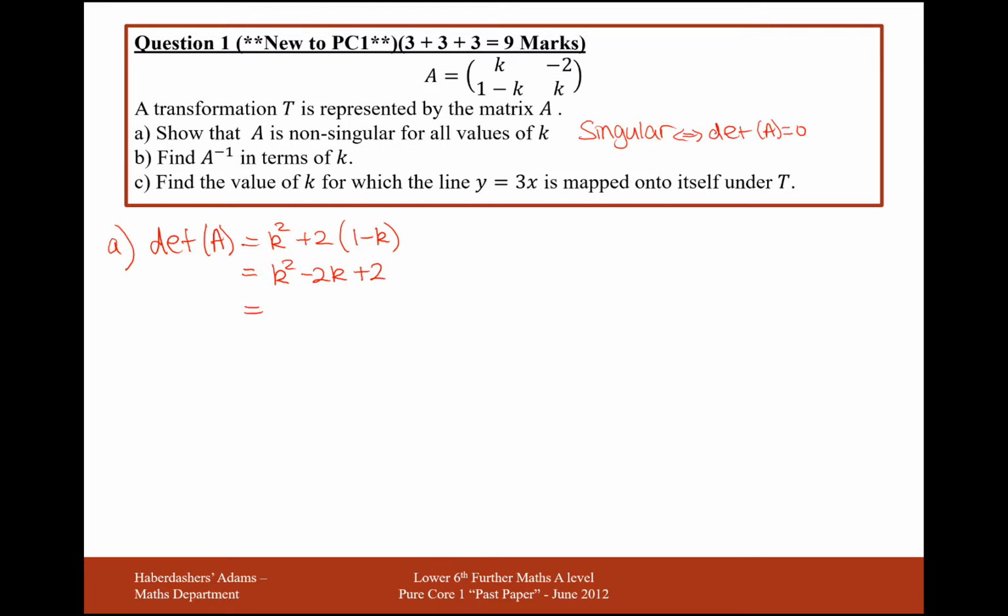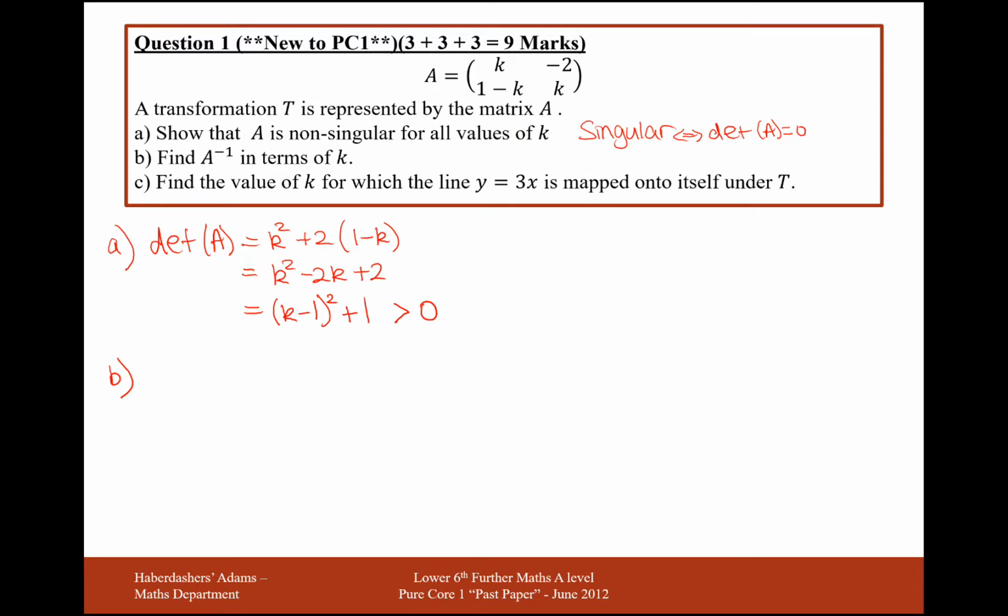And the way that I can prove that this is never going to equal 0 is I'm going to prove that this is always going to be positive by completing the square. k minus 1 squared, I'll need to take away 1, but I've got an add 2 here, so it'll be plus 1. So from here, I can show that that's always going to be greater than 0, as it's 1 plus something squared, which is going to be greater than 0. So that's part A complete.